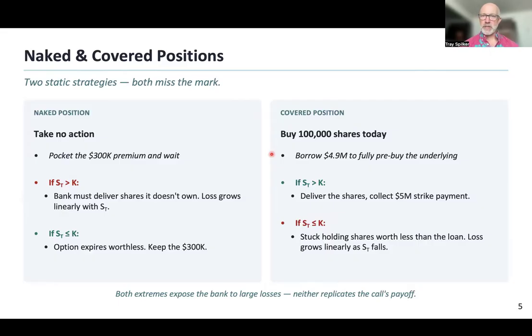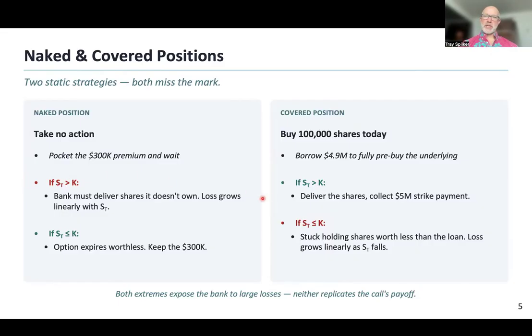So that's the coverage. Now, let's talk about the extremes here. With a naked position, if the share price goes up above the strike price, let's say it rallies to $60 per share, then the bank owes $1 million on the calls, but they're not holding any shares. So they're going to lose effectively $700,000, because we have to pay that $1 million difference and we received the 300,000. We book a substantial loss here.